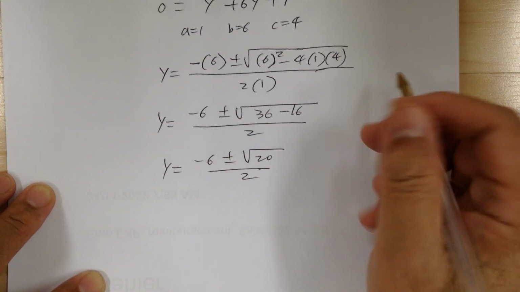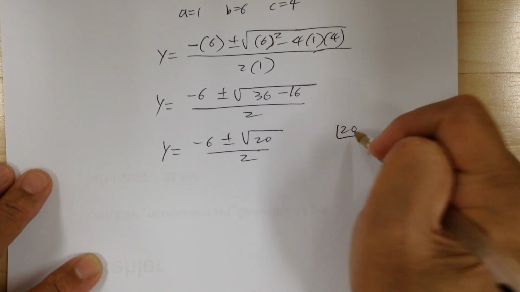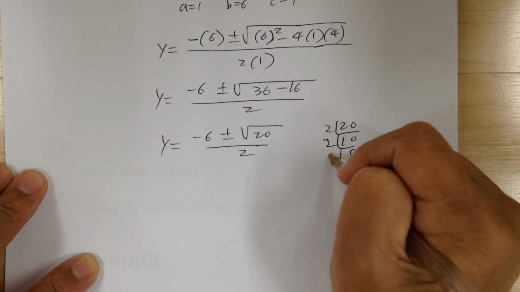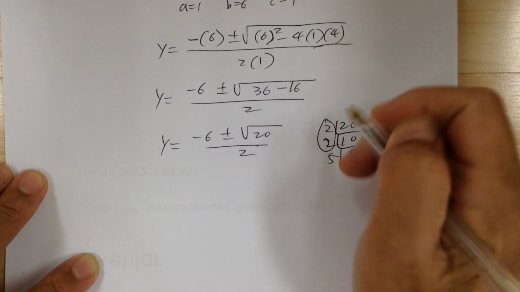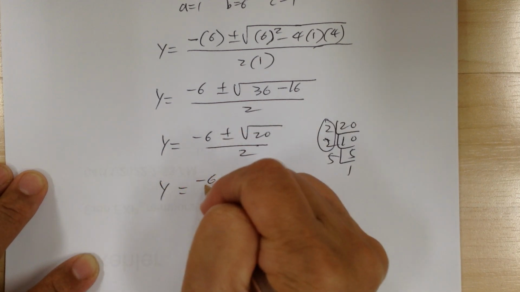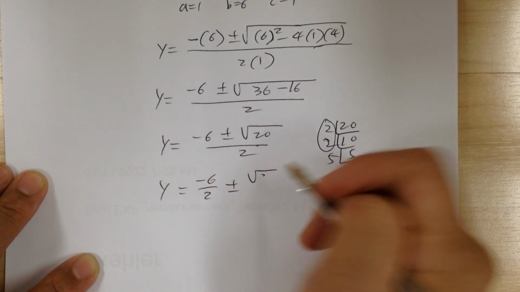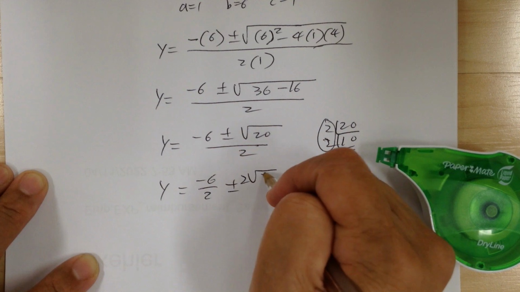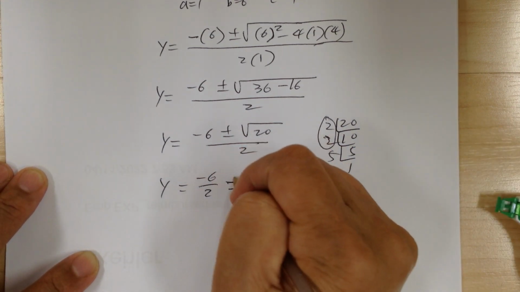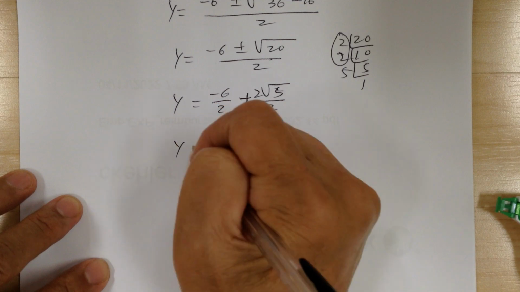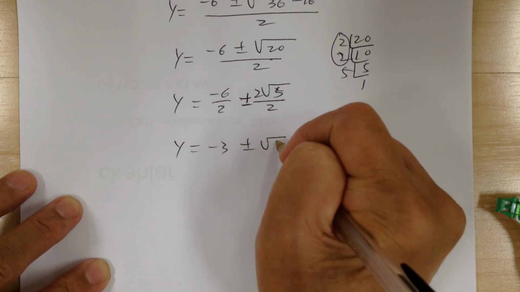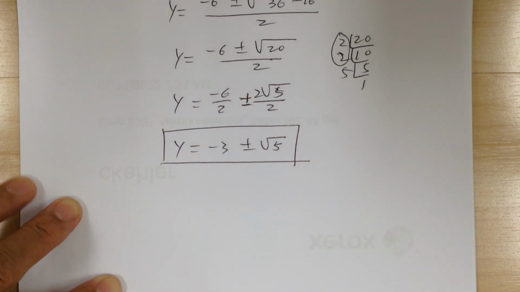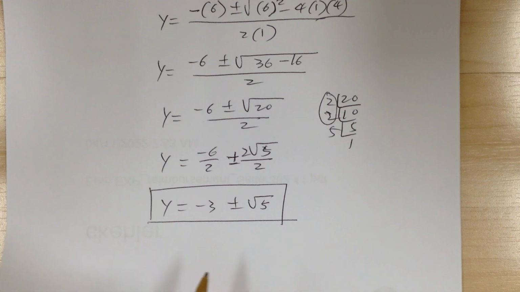And I'm going to simplify this. So the square root of 20: divide by 2, you get 10, divide by 2, you get 5. And that's it, so the 2 can come out. Again, I'm going to separate the two parts. So it will be negative 6 over 2 plus or minus 2 square root of 5 over 2. And then after that, you simplify, so y equals negative 3 plus or minus the square root of 5. Okay, let's go to the next one.